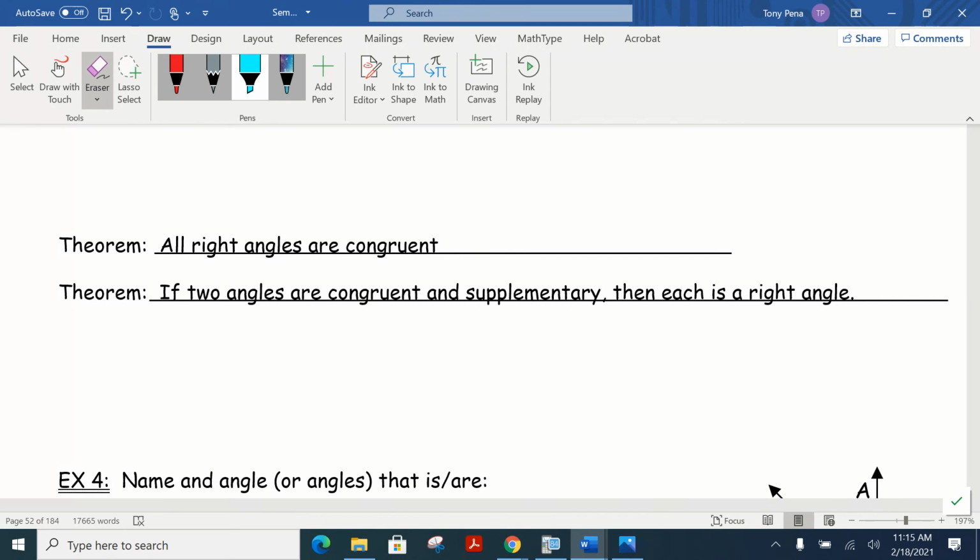And then the last theorem, this one I would like to draw out. And if not, we can just do it tomorrow if I can get this to work. What this one is saying, if two angles are congruent, so they have to have the same degree measure, and they are supplementary, so not only do they have the same degree measure, but they also have to add up to be 180. If that's the case, doesn't that mean they both have to be 90 degrees? That just means they both have to be right angles.